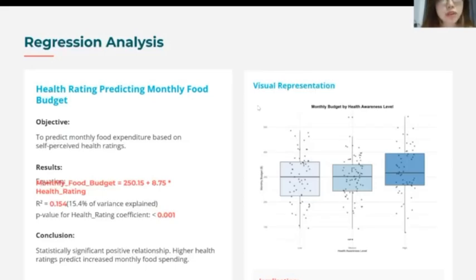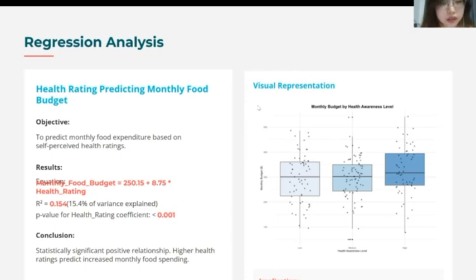My name is Rosemary. I'm going to show the regression analysis. Our third core analysis investigated if self-perceived health rating predicts monthly food expenditure. We performed a simple linear regression. The equation is monthly food budget equals 250.15 plus 8.75 times health rating.